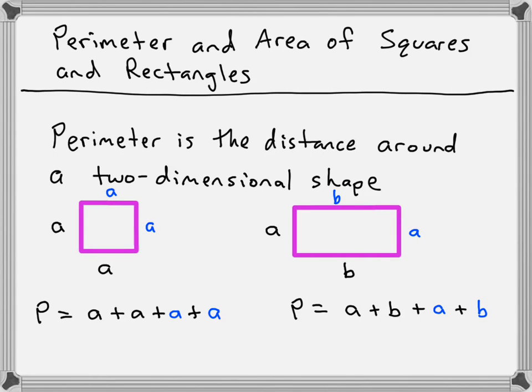In this video, we are going to discuss how to find the perimeter and area of squares and rectangles. Perimeter is the distance around a two-dimensional shape. So we are going to take the length of all sides and add them together, like shown in this picture. Let's look at an example.